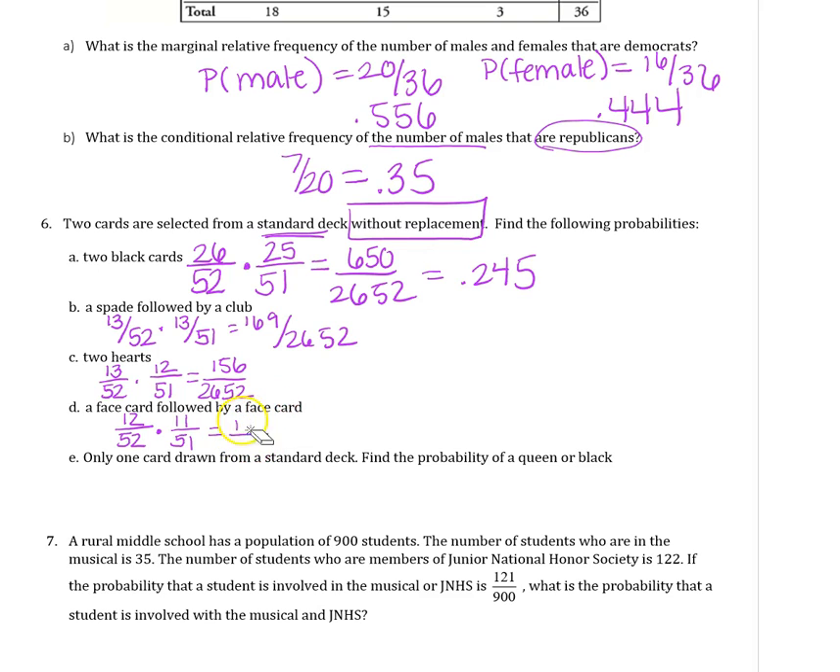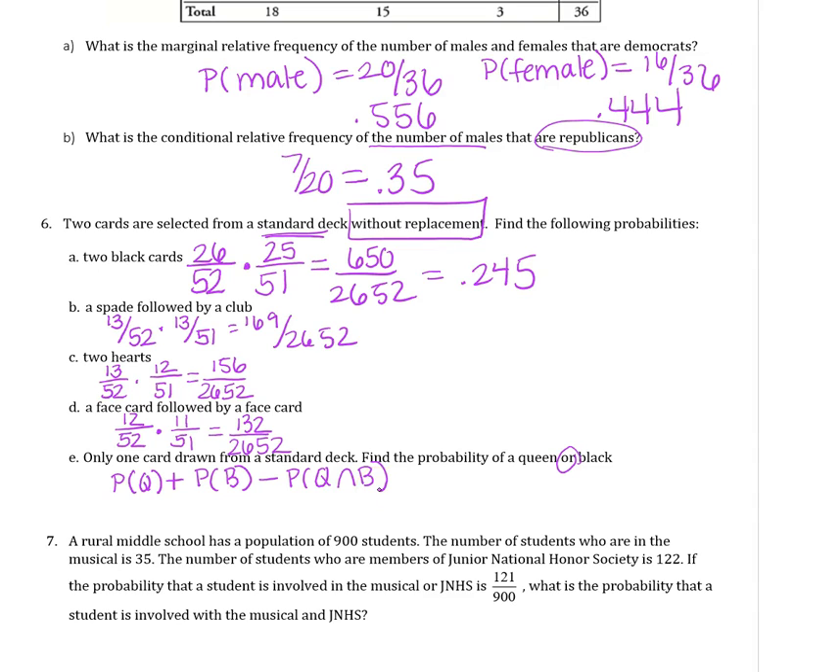Or excuse me, 132 out of 2652. Only one card drawn from a standard deck. Find the probability of a queen or a black card. So the probability of pulling a queen plus the probability of getting a black card, take away the probability of both, because you don't want to count them twice.